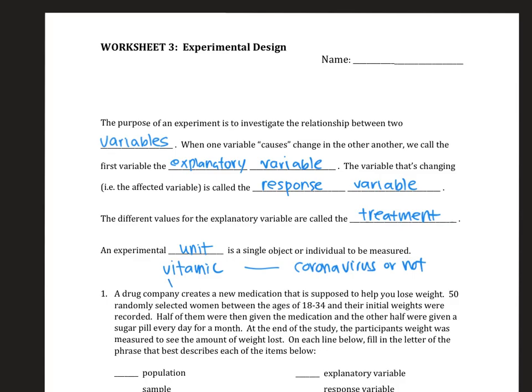But why not vitamin D? Why not echinacea? If I know how to spell it, echinacea. So these are just different treatments. So in this example, the explanatory variable is the type of pill or supplement that you took. Each one is an example of a treatment. Okay, I'm going to have you pause and work on number 1 and number 2.